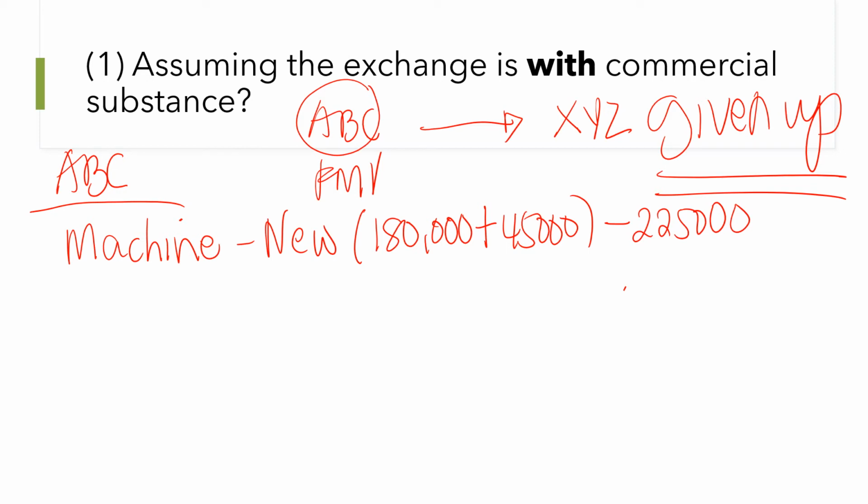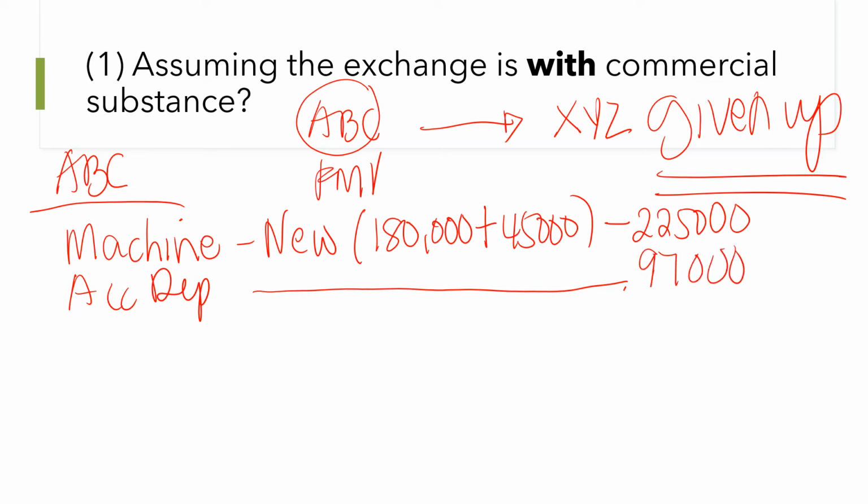Of course, it gave up its old machine, so when we give up an asset, we derecognize it. We have a derecognition entry for that. We eliminate the accumulated depreciation. Its normal balance is a credit, so to make it zero, we need to debit the accumulated depreciation as of January 1, which is 97,000. So we debit 97,000 for accumulated depreciation.